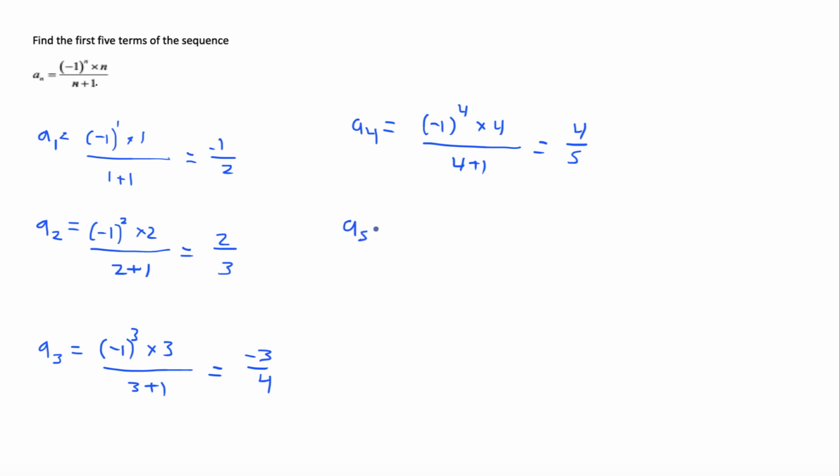And then a_5, the 5th term in our sequence, we're just going to plug in 5 here. And notice in this case, (-1)^5 is -1, so times 5 gives us -5, and 6 there on the denominator. So these are going to be the first 5 terms of this sequence.